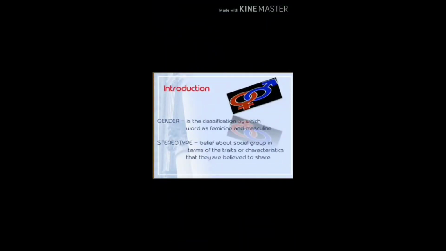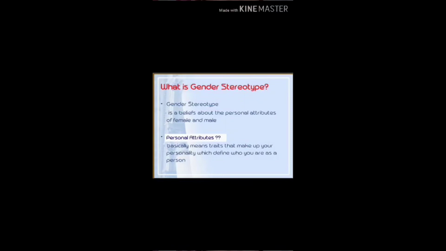Gender is the classification by which words are feminine and masculine. Stereotype is a belief about a social group in terms of the traits or characteristics that they are believed to share. In addition to that, stereotype is also a cognitive framework that influences the processing of social information. And now, let's proceed to gender stereotype.